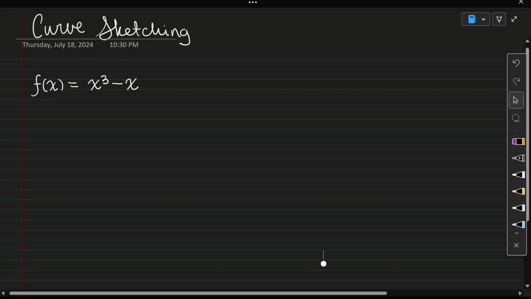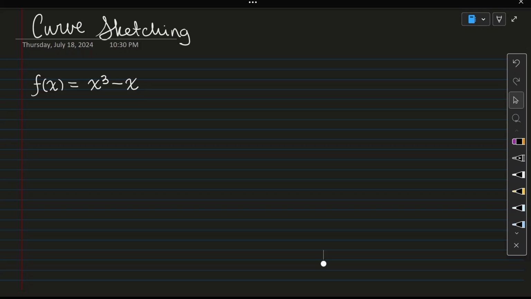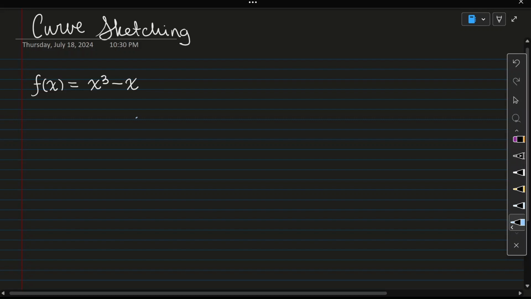Hey guys, so in this video I'm going to do a short example problem of curve sketching. I'm going to talk about this simple cubic polynomial, and we're going to figure out how to sketch it using the tools we've been given so far in Calculus 1. My first move is going to be to take the first derivative.